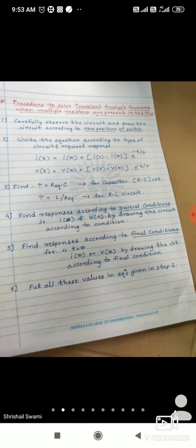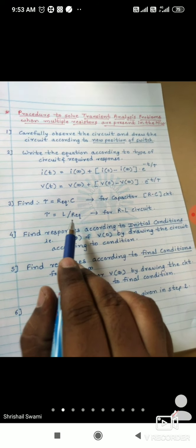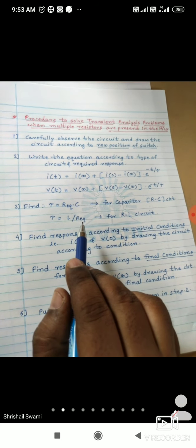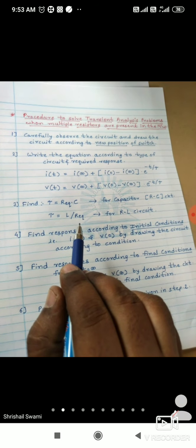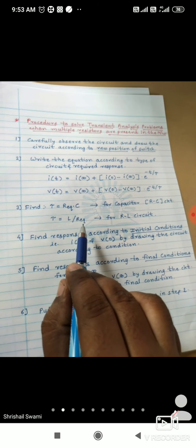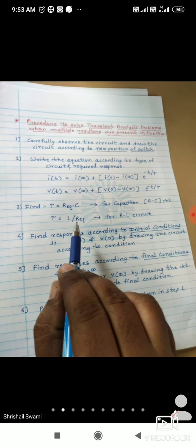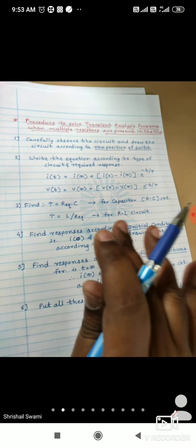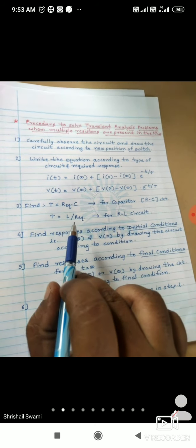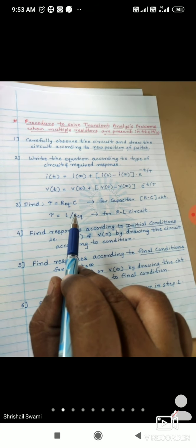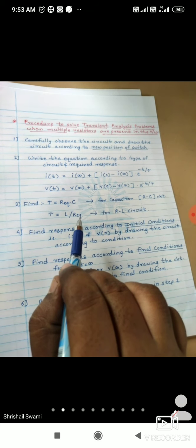So R equivalent, one thing is remaining here. How to find out R equivalent? R equivalent you already know how to find out. When I solve this problem, then you can understand more. While finding out R equivalent, you have to open the current source and short the voltage source. We already used that in the first chapter. While finding out R equivalent, voltage source is always shorted and current source is always opened. That thing you have to do first.